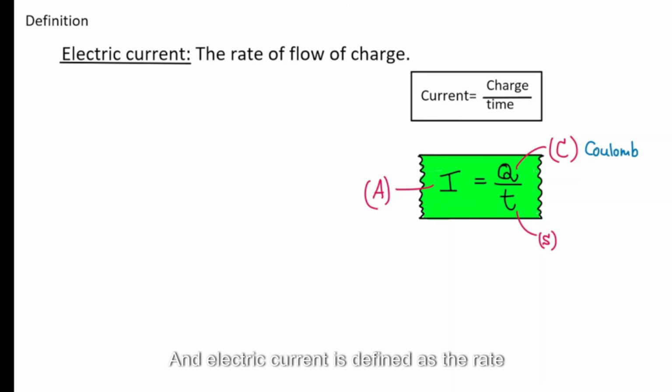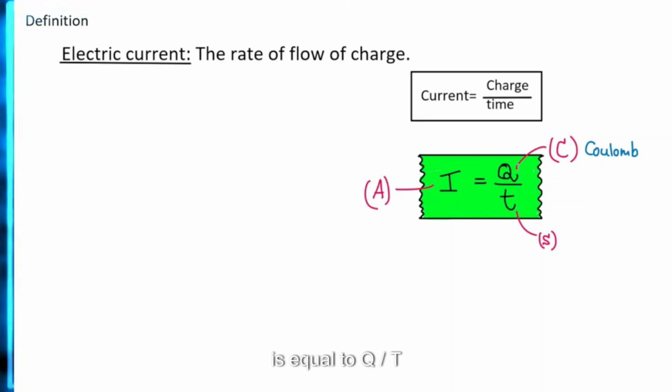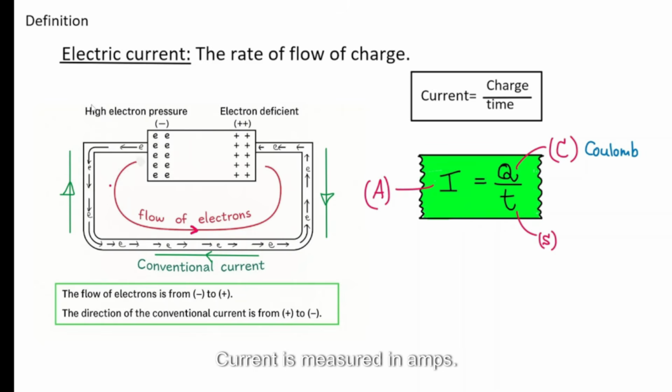An electric current is defined as the rate of flow of charge. So remember, rate means you divide by time. The formula for electric current is I equals Q over T. Charge is measured in coulombs, time is measured in seconds, and current is measured in amps.